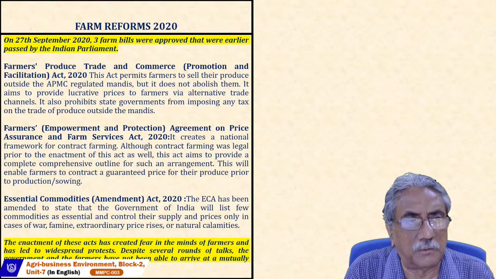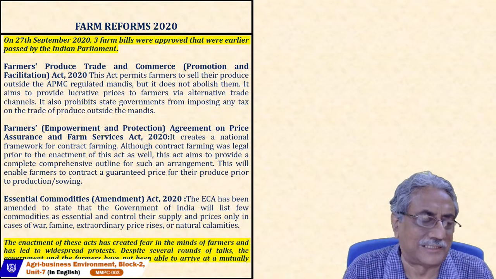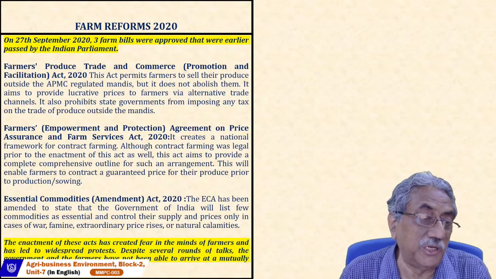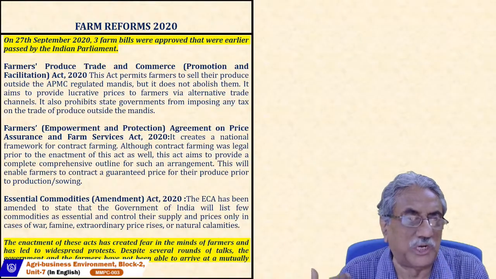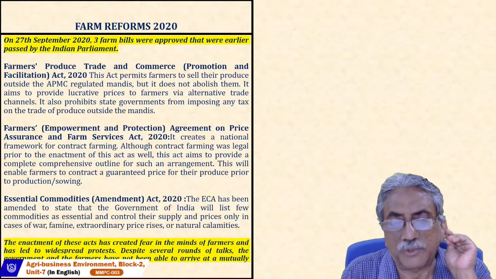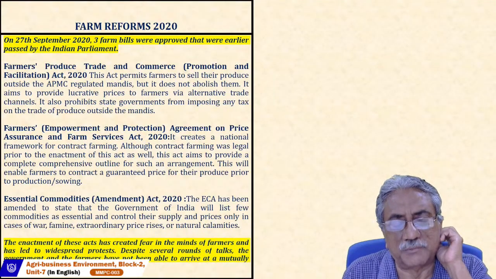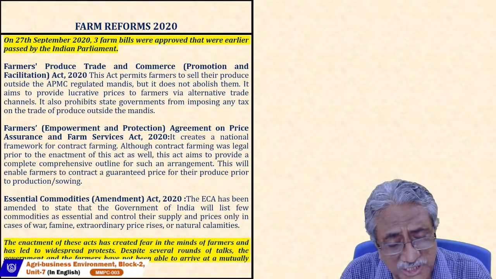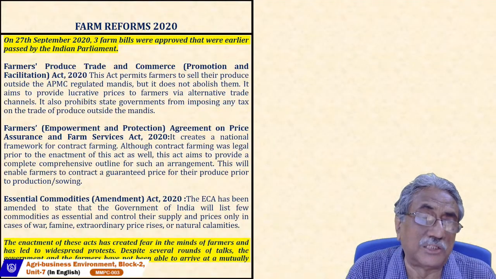Neither is adequate storage capacity there, so that it can be stored, because onion, potato, these can be stored and sold later on. Potato is much better in Bengal because there is a huge number of cold storages and other things, but not in Odisha. So if potato farmers do not produce enough potato, the potato price shoots up.